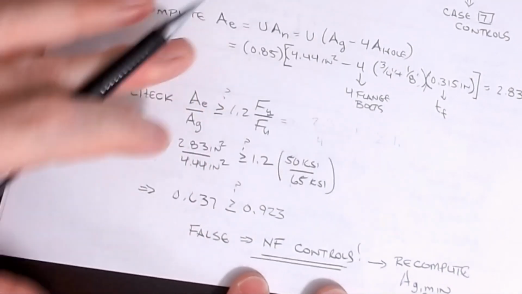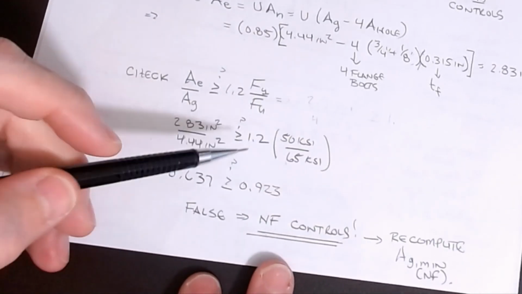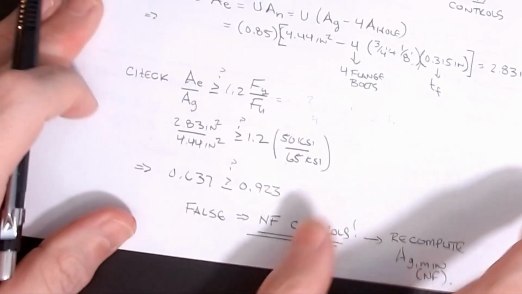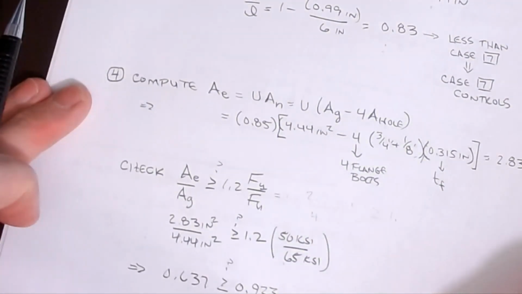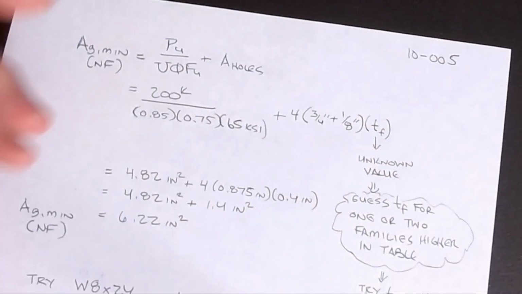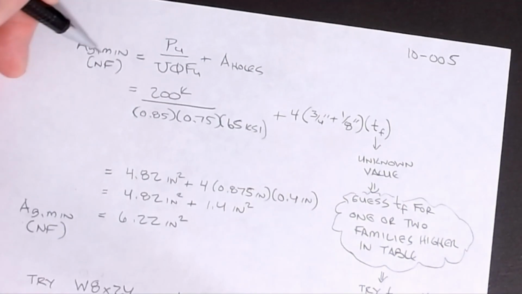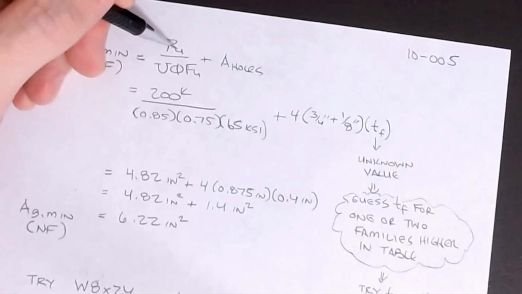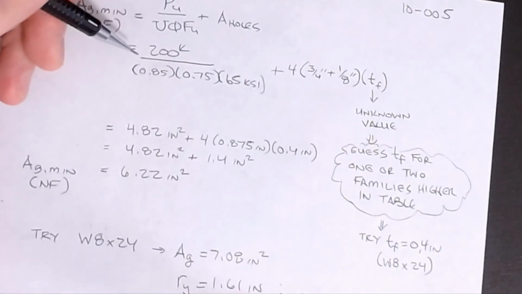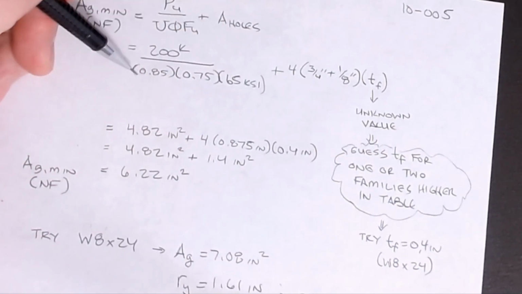So net fracture controls. What we have to do is recompute using a new AG min for our net fracture value. Let's figure out what AG minimum is coming off of net fracture. I know it's a long process, but design is always a little bit involved. This is PU over shear lag, phi, FU, plus the area of the holes, and then plugging in all the values that we've talked about before.